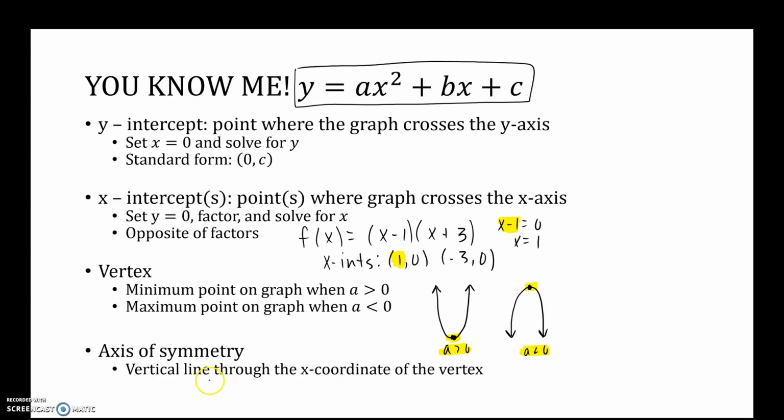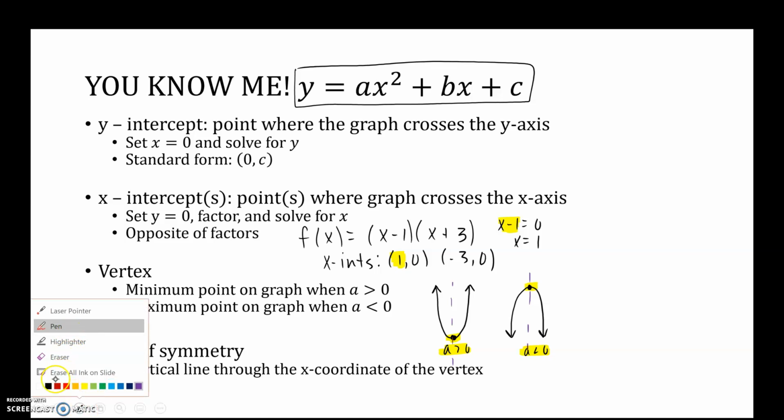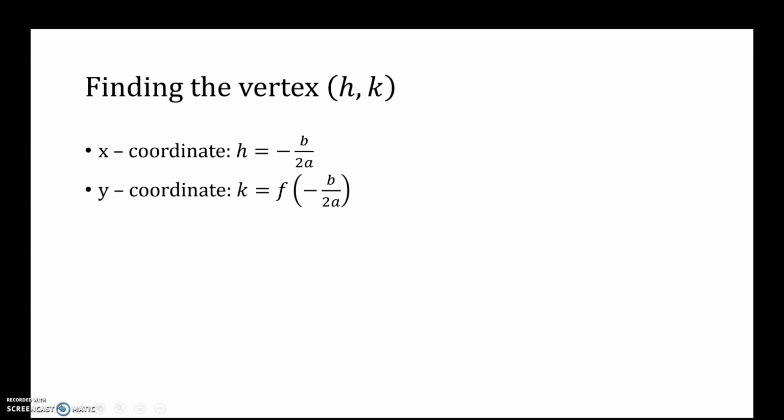Axis of symmetry, it's a vertical line through the x-coordinate of the vertex. So if this is my vertex, if I draw a vertical line through my vertex, then whatever's on the left-hand side of that line is exactly symmetrical to what's on the right-hand side. Okay, so let's work on finding the vertex.